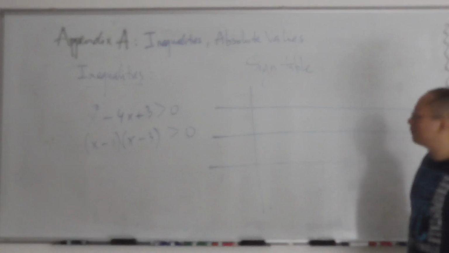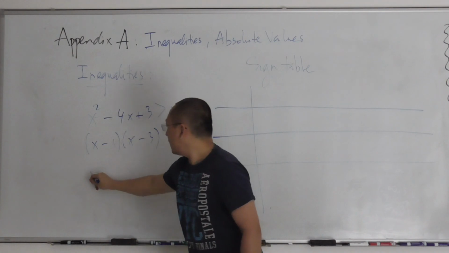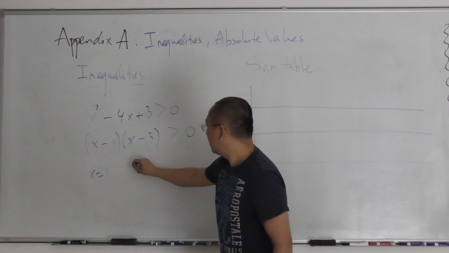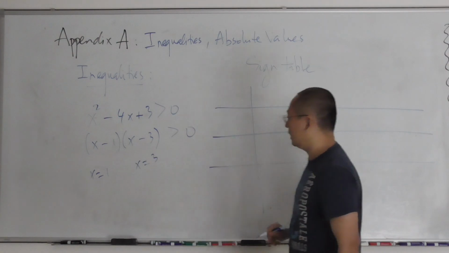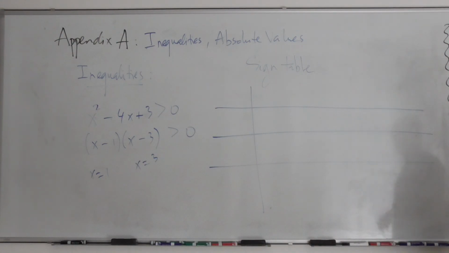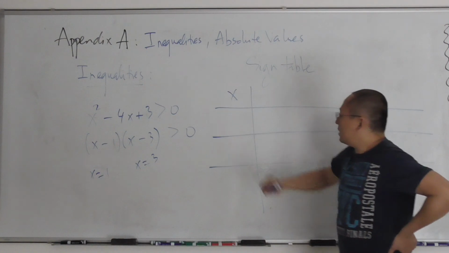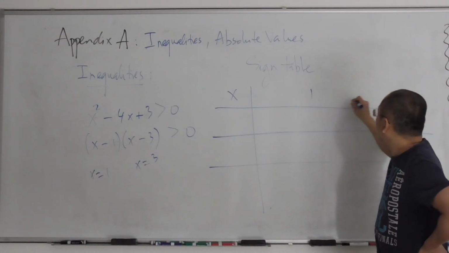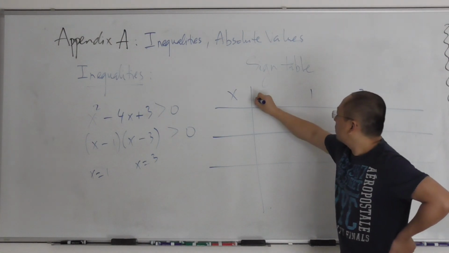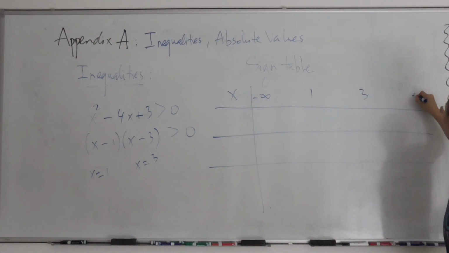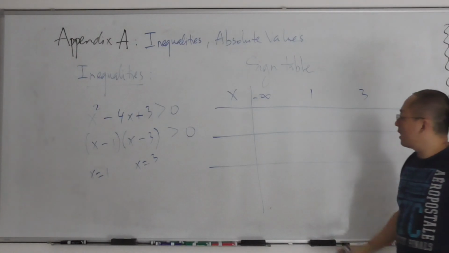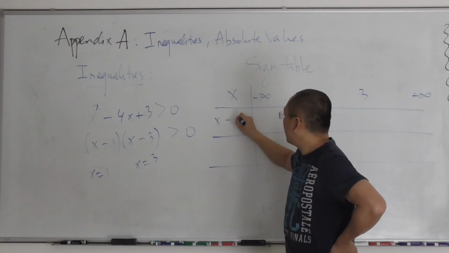Okay, I have two zeros in here. X equal to 1 is the zero, the critical value for the first factor. X equal to 3 is going to be the second zero. Okay, and I'm going to arrange the x values from smaller to bigger. So 1 here, 3 there, all the way from negative infinity to positive infinity. Okay? Now let's talk about the first factor, x minus 1.